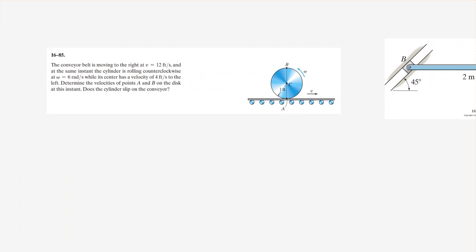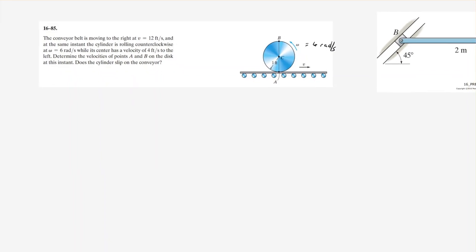All right, so this one says the conveyor belt is moving to the right at 12 feet per second. At the same time, the cylinder is rolling counterclockwise at 6 radians per second, while its center has a velocity of 4 feet per second to the left. Oh, no, wait a minute. That's not the one that I wanted to do. Well, this is one of the wonderful worlds of this new system.